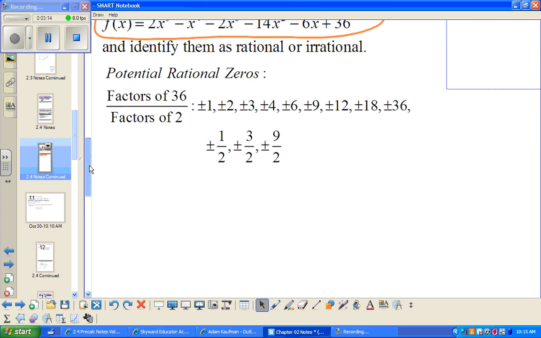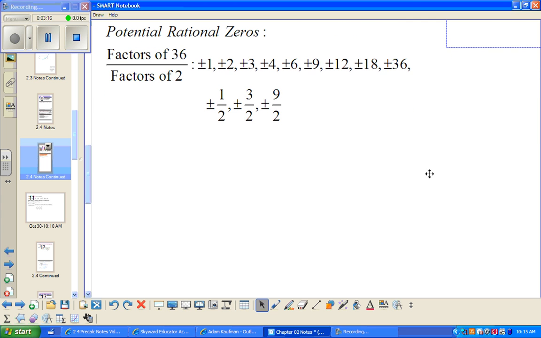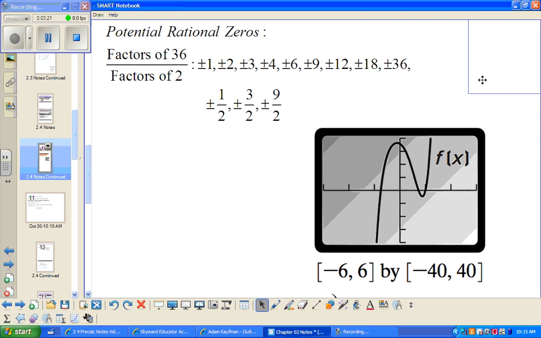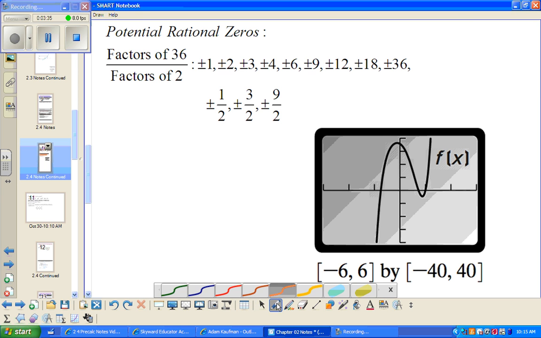So to lessen the work, we are going to look at the graph and narrow down our search a little. Here's the graph. I'm just looking to see what I had my window set at: there are 3 tick marks and it's -6 to 6, so each tick mark is 2. That tells me that it looks like maybe 2 would be a good number to start with, and that's what we're going to do.